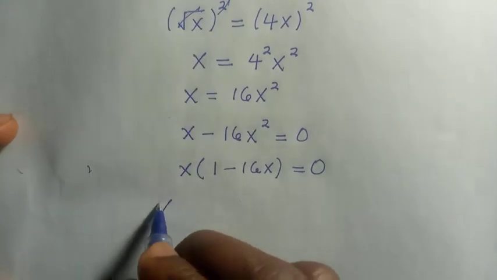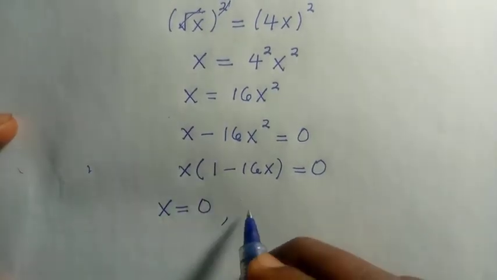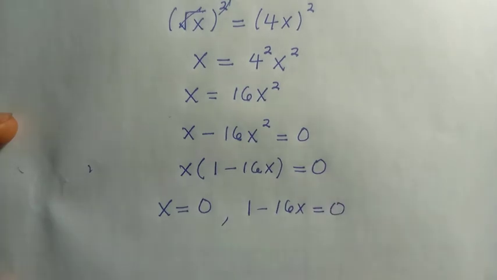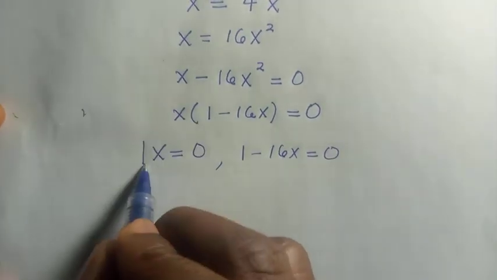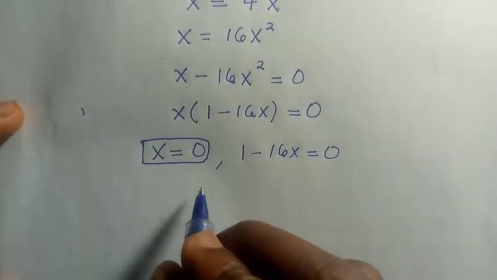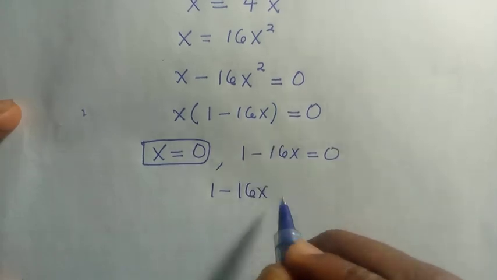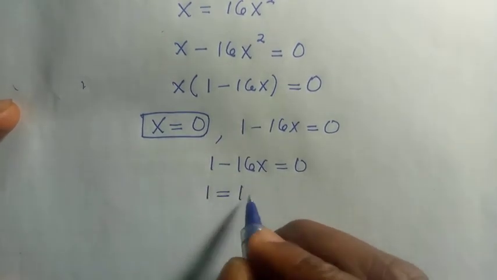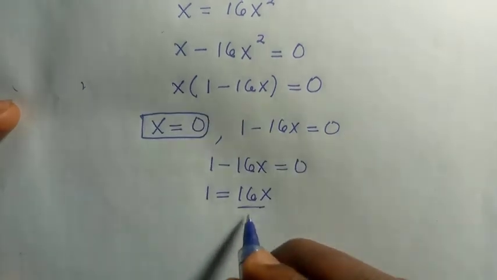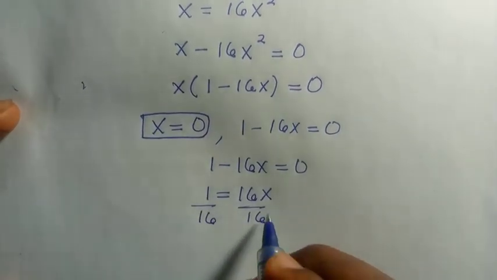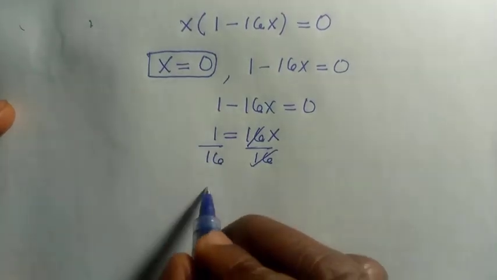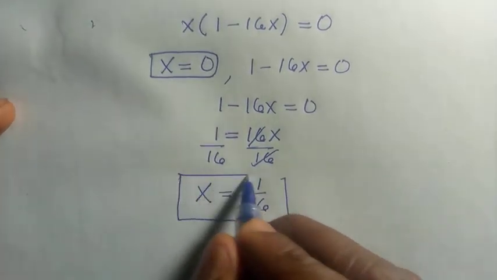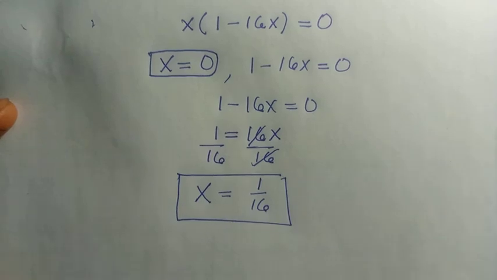With what we have here, the first thing is we let x equals 0, or we let 1 minus 16x equals 0. If we take x equals 0 as the first solution, then the second one will be 1 minus 16x equals 0. Then by moving 16x over, we have 1 equals 16x, and we divide both sides by 16 to get the value of x. 16 cancels 16, and here is x equals 1 divided by 16. So there are two solutions to this problem, but we have to verify which of these is satisfied.